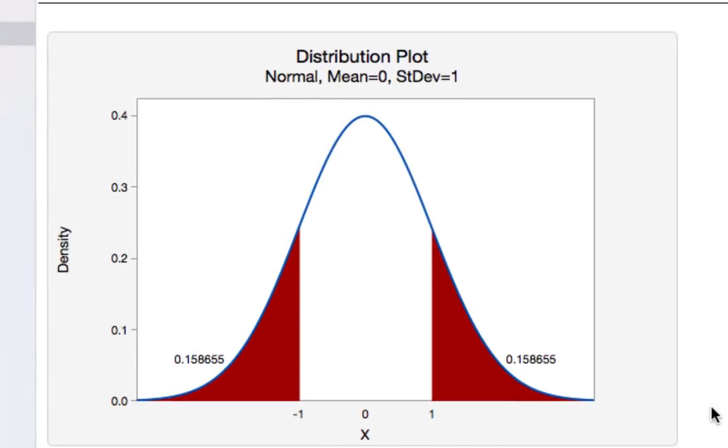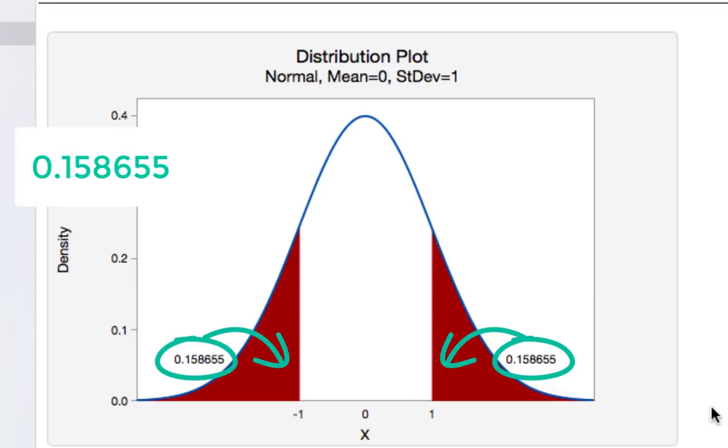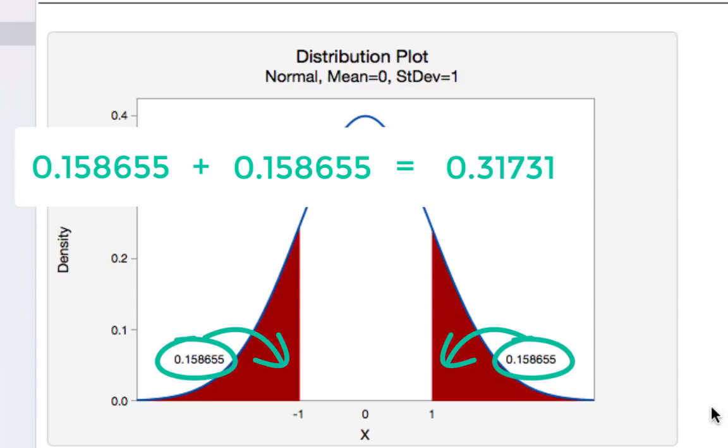Note that when Minitab Express gives you these proportions, it gives you the proportion each tail separately. So to find the total area that's shaded in, we'll have to add these together. 0.158655 plus 0.158655 gives us a total shaded in area of 0.31731.